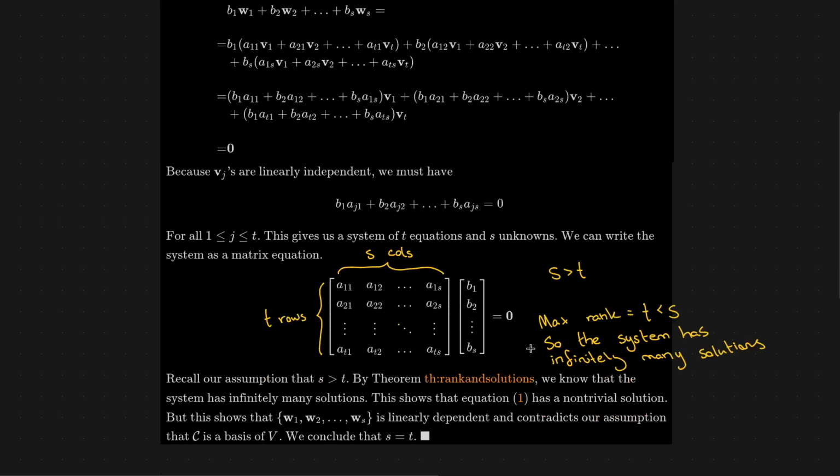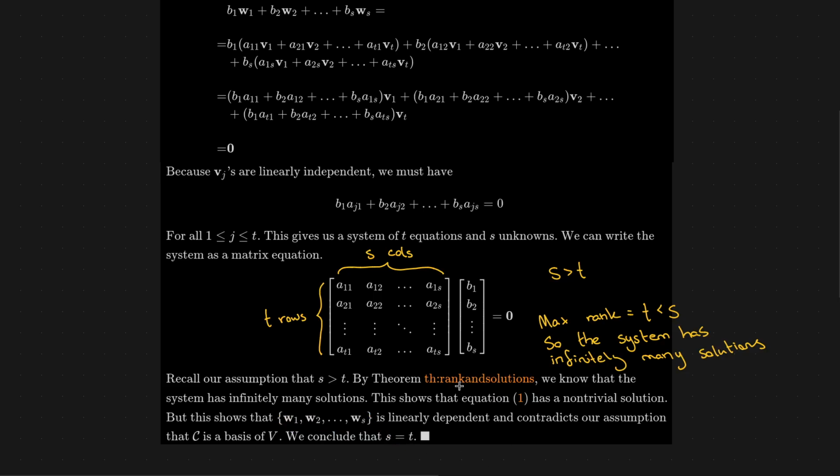But that would mean that the vectors in W aren't linearly independent. Remember, in order for this to be linearly independent, you could only have the trivial solution of this where all the b's are zero. Okay? So that means by what we've looked at, these can't be linearly independent. They must be linearly dependent.